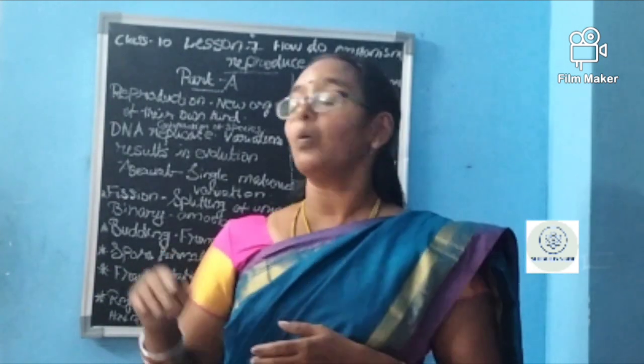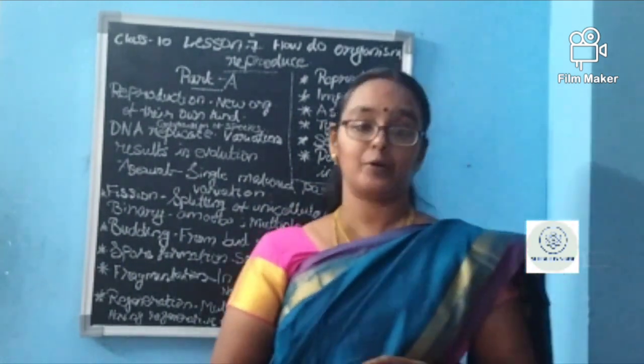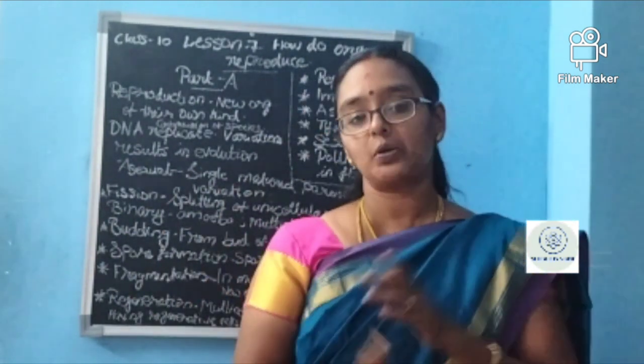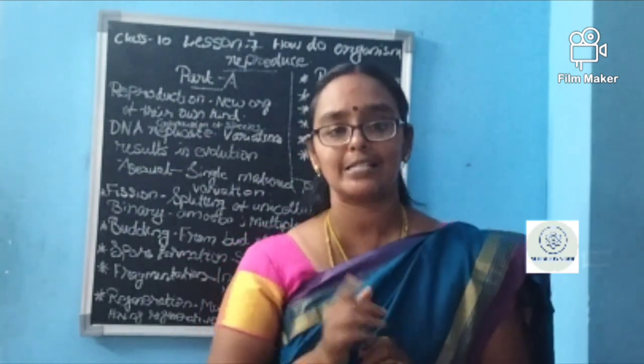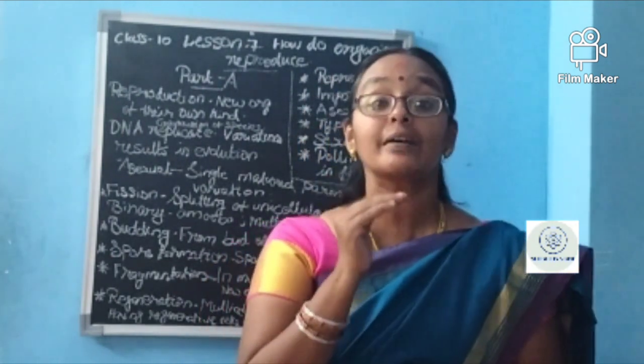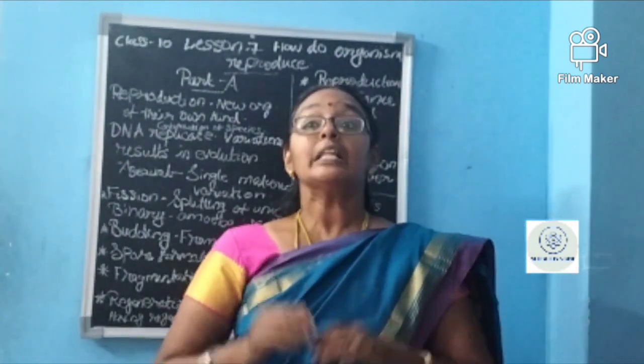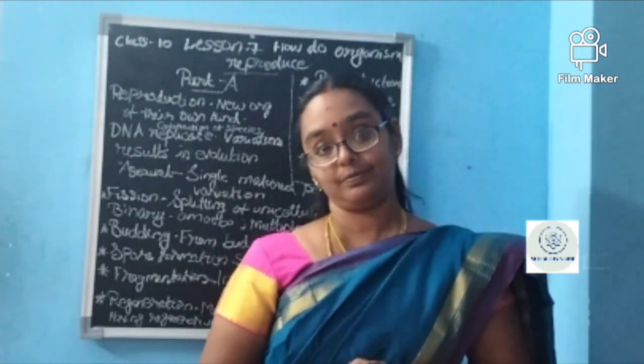Now we are moving to asexual reproduction. What is asexual reproduction? Easy for you, right? Only one parent is involved. But what is the important criterion for asexual reproduction? The parent should be matured.